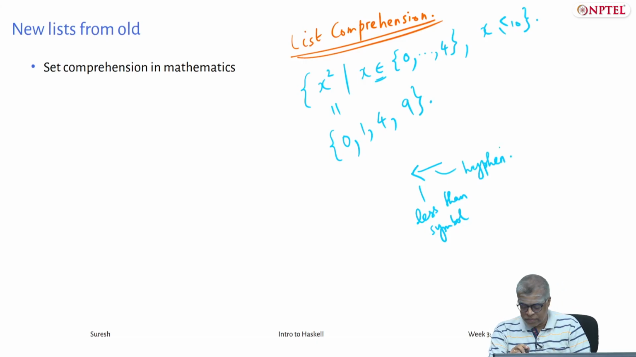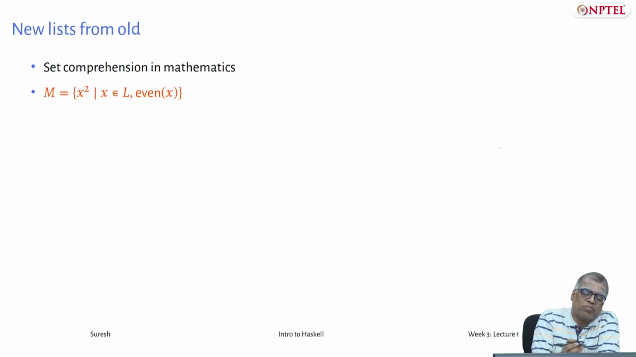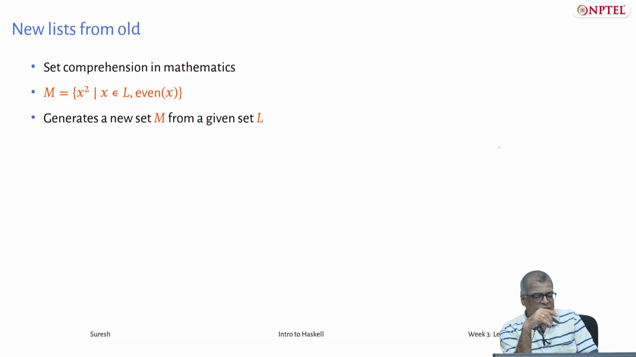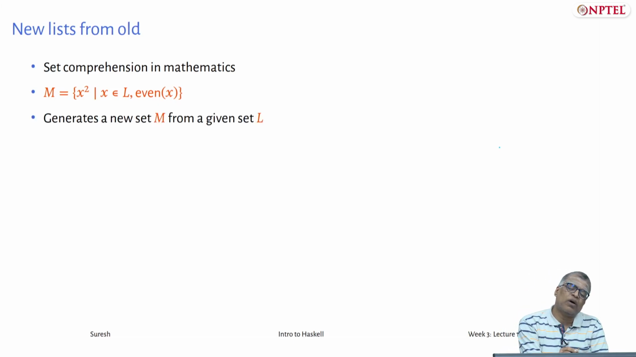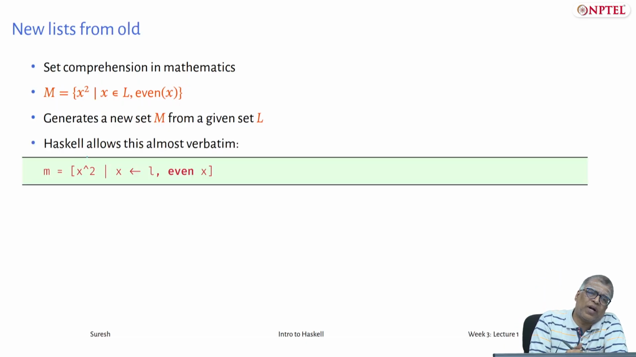And that will give you this. Yeah, so in mathematics you would write things like the set M equals all x squared such that x comes from L and x is even. Whereas in Haskell you would write the same; this generates a new set M from a given set L. In Haskell you would write almost verbatim except for some superficial changes in the syntax.